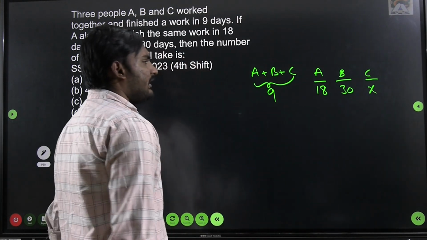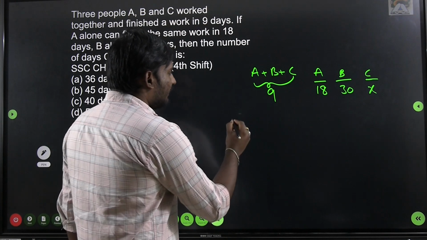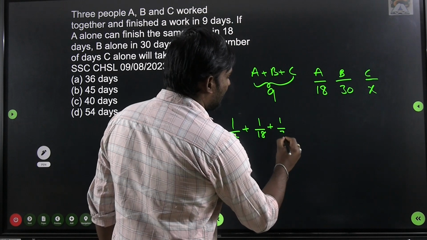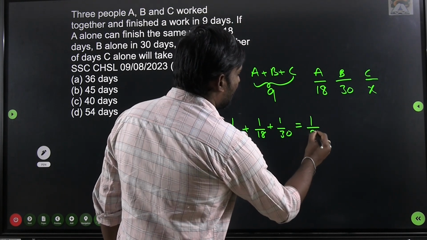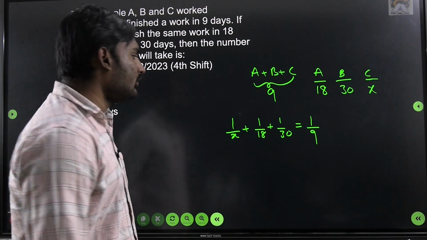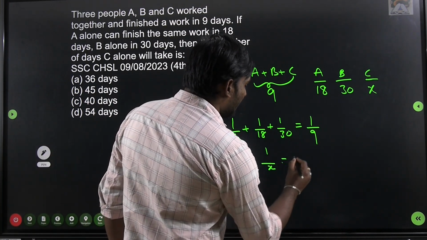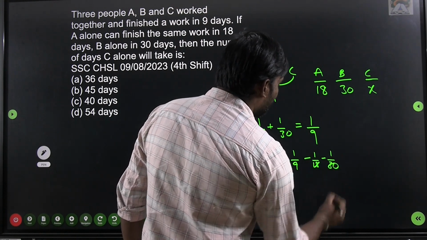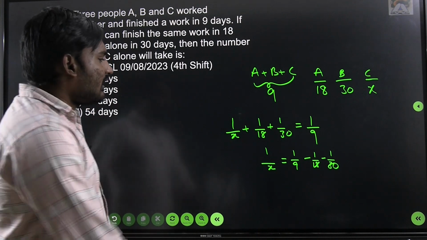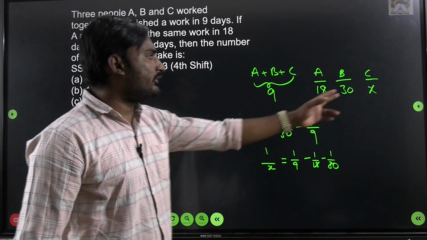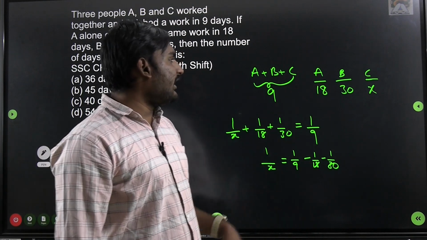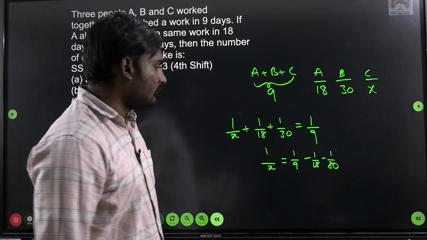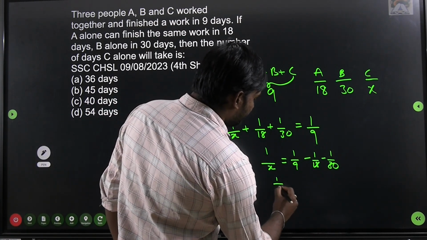Let's assume X. Directly we can write 1 by X plus 1 by 18 plus 1 by 30 is equal to 1 by 9. Directly we can calculate 1 by X equal to 1 by 9 minus 1 by 18 minus 1 by 30. Because I take the one day work of C, one day work of A, one day work of B and one day work of the whole. Here directly we will get 1 by X.